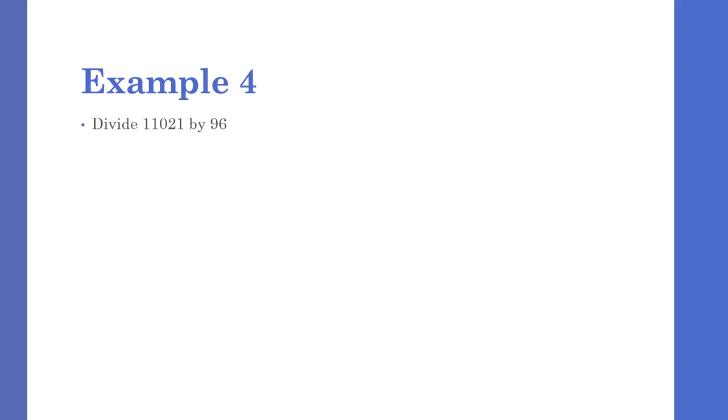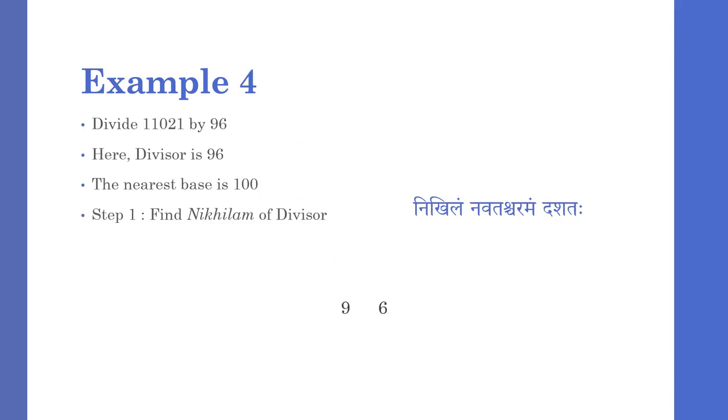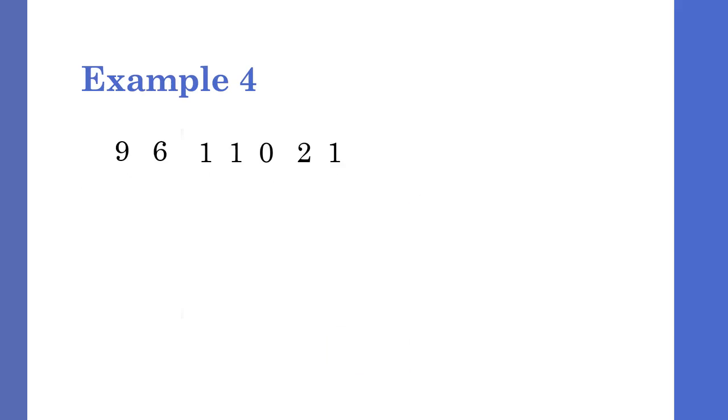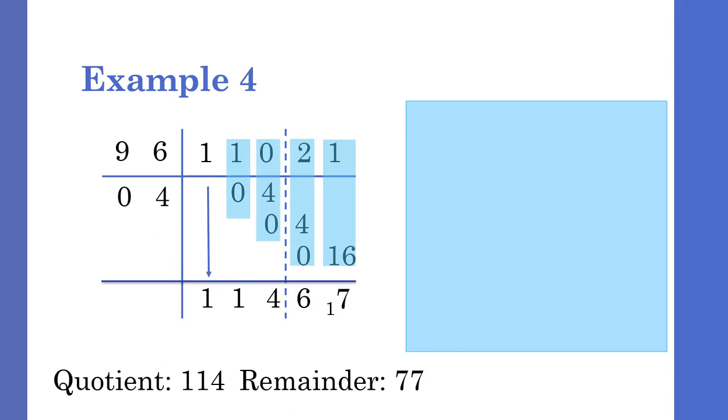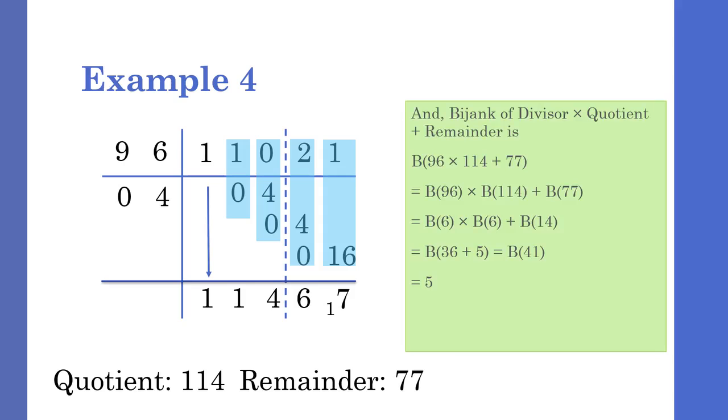Let us see the case where leading 0 is there in the Nikhilam. And let's see through example how important it is to have that leading 0. See the working out of this example and you'll come to know that if we omit the 0 from our Nikhilam, we are sure to get the wrong answer. Let us verify our answer by Bijank. The Bijank verifies, so our answer is correct.